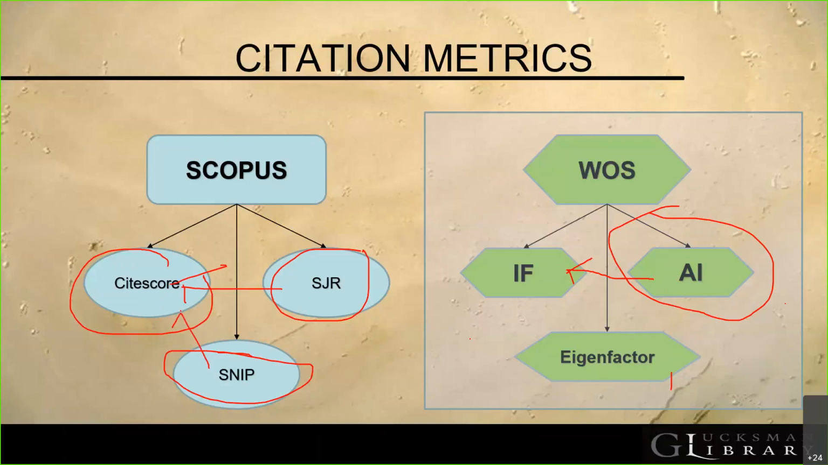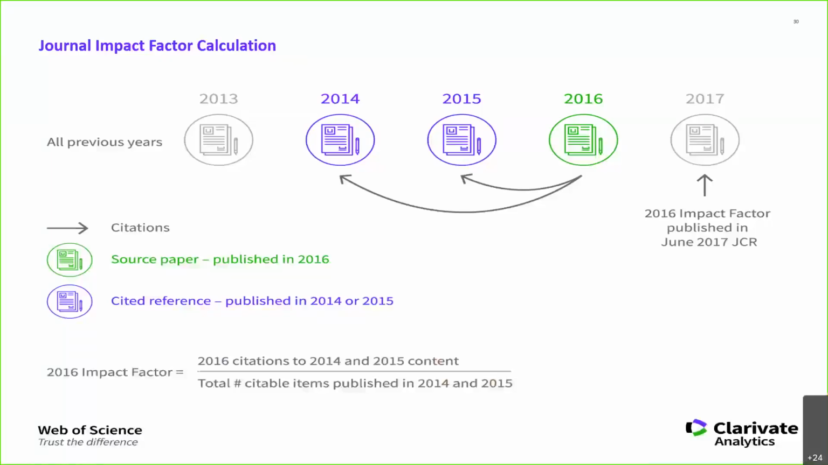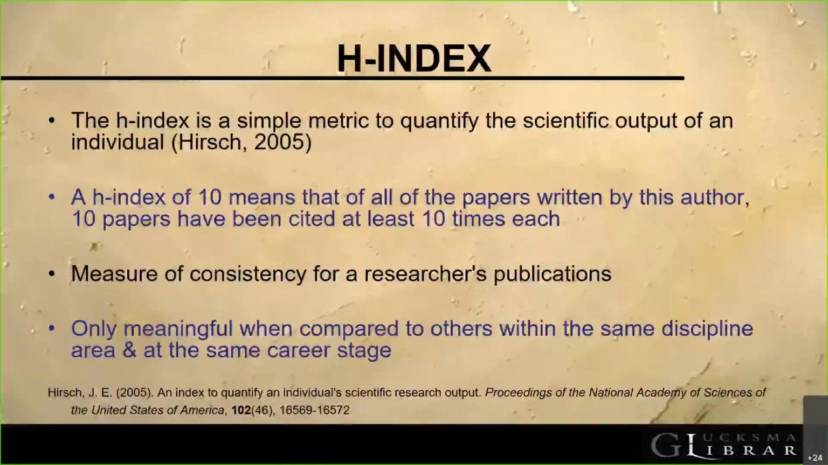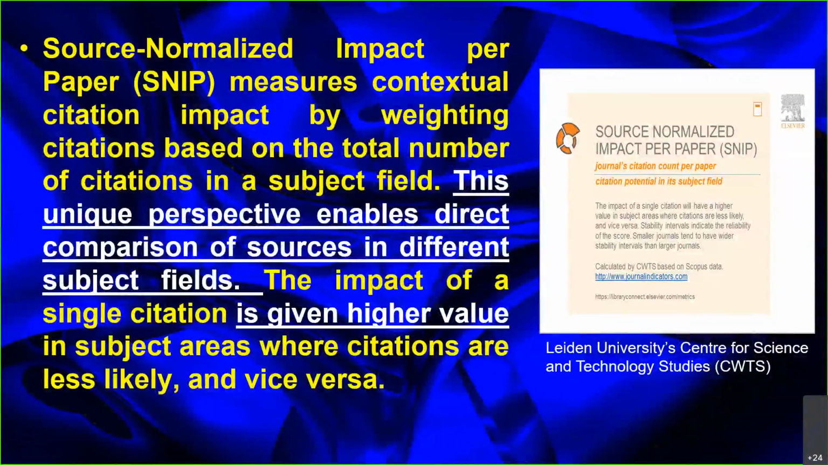What is the shortcoming? Okay, let me tell you one thing. I just make this simple. I don't want to complicate my presentation. First, Source Normalized Impact per Paper. SNIP is basically similar to impact factor or CiteScore, but it has been normalized to give greater fairness to the paper.